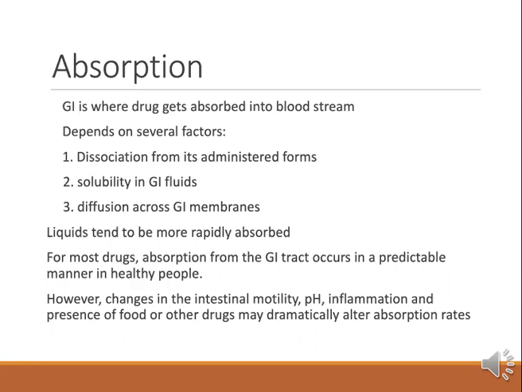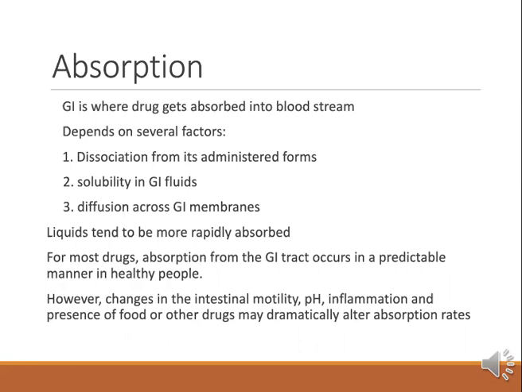So mostly, again, for orally administered drugs, if the person has already gastrointestinal issues, they are likely to have absorption problems. So the drug will not be distributed and absorbed and metabolized in the same way. Liquids tend to be more rapidly absorbed. For most drugs, absorption from the GI tract occurs in a predictable manner in healthy people.